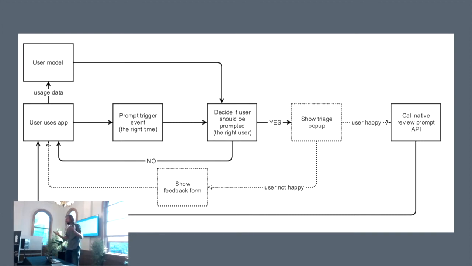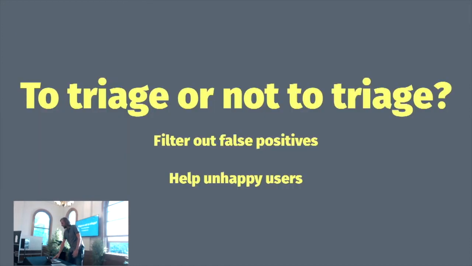If the user indicates that they are happy, you show your rating prompt, or you call SKStoreReviewController requestReview, and then hopefully it will be shown. So the triage step is optional, as I said. It's there, if you choose to use it, to filter out false positives in identifying users to leave a rating. At the same time, it's also a way to help those unhappy users, as I mentioned.